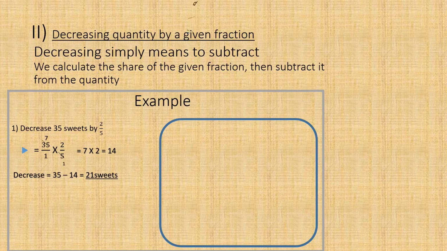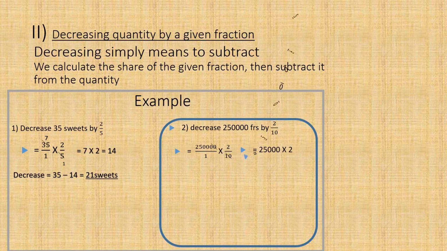So we go to example 2. Decrease 250,000 francs by 2/10. We simply change by to times to look for the share. 250,000 francs times 2 over 10. Now do the mathematics. 0 is going to cancel 0 there. So I'm left with 25,000 francs times 2, which is equal to 50,000 francs.